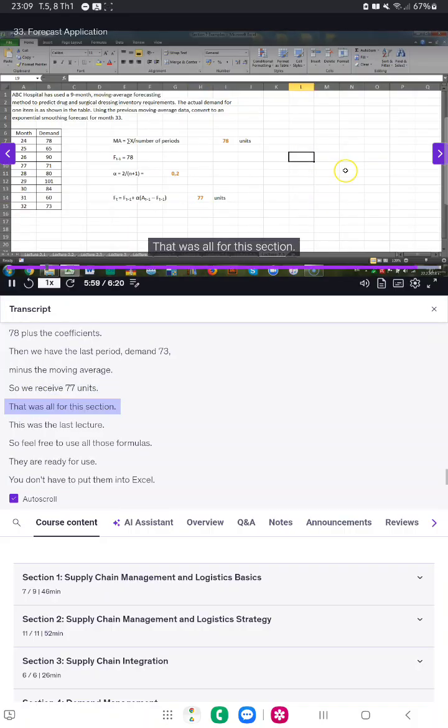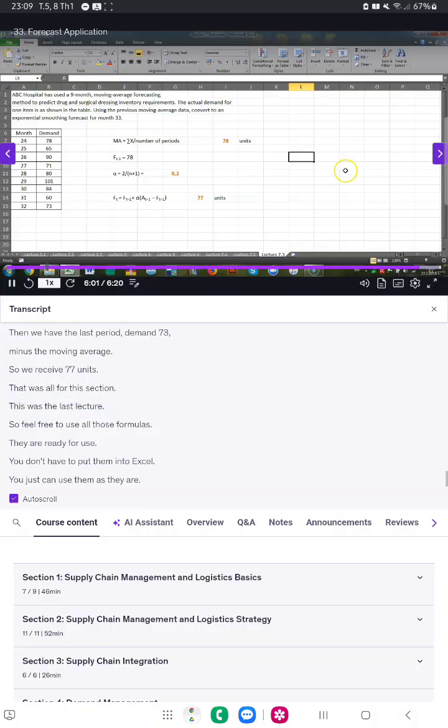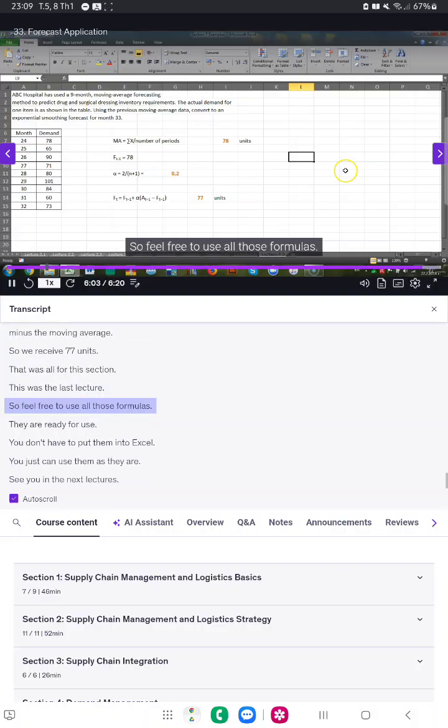That was all for this section. This was the last lecture. So feel free to use all those formulas. They are ready for use. You don't have to put them into Excel. You can just use them as they are. See you in the next lectures.